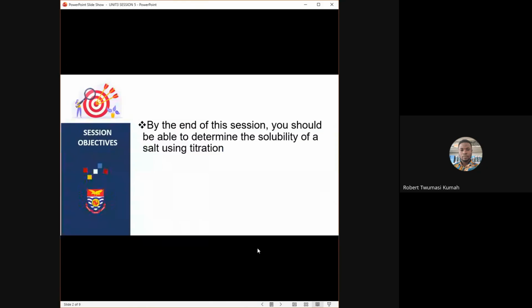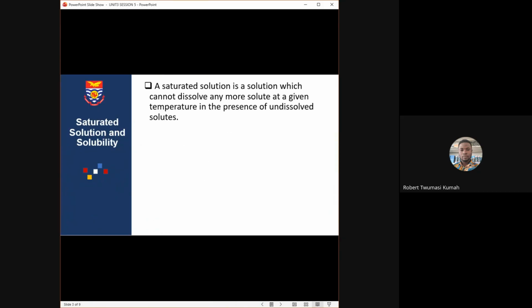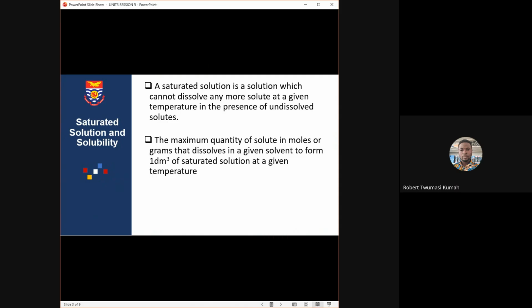Okay, so our objective is to be able to determine the solubility of a salt using titration. Now, a saturated solution is a solution which cannot dissolve any more solute at a given temperature in the presence of undissolved solute. The solubility is the maximum quantity of solute in moles or grams that dissolves in a given solvent to form 1 dm cube of saturated solution at a given temperature. That's the solubility. All right.